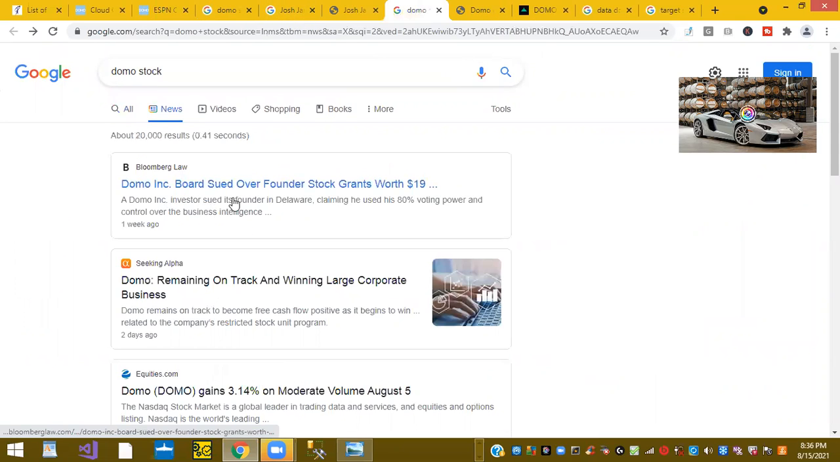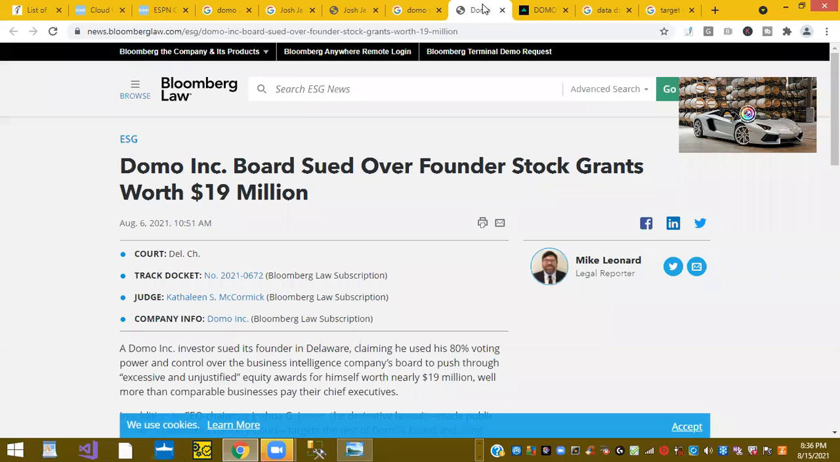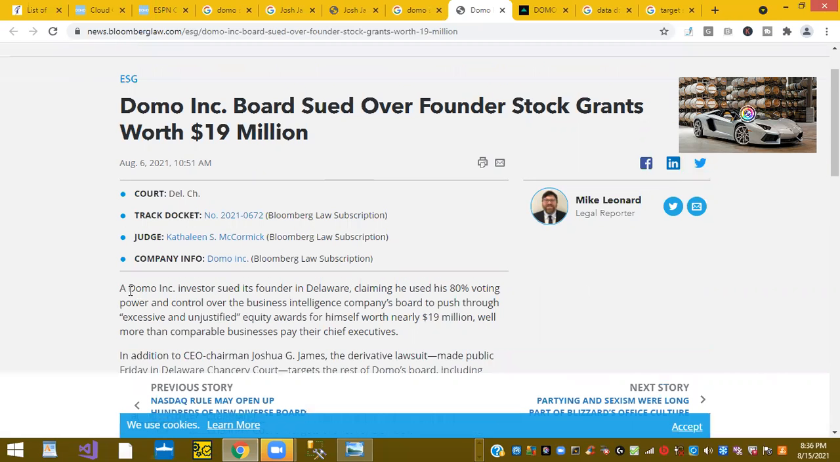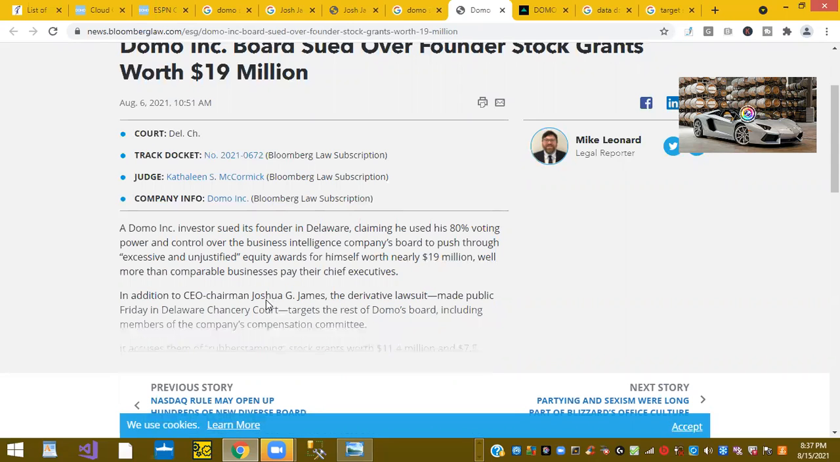And now on to the news, just to talk about some news in Domo. Domo Incorporated sued over founder stock grants worth $19 million. So just a little quick blurb. A Domo investor sued the founder in Delaware, claiming he owns 80% voting control over the power of the business intelligence company. The board pushed through excessive, unjustified equity awards for himself worth $19 million, well more than comparable pay of other chief executives. Wow, this sounds juicy.